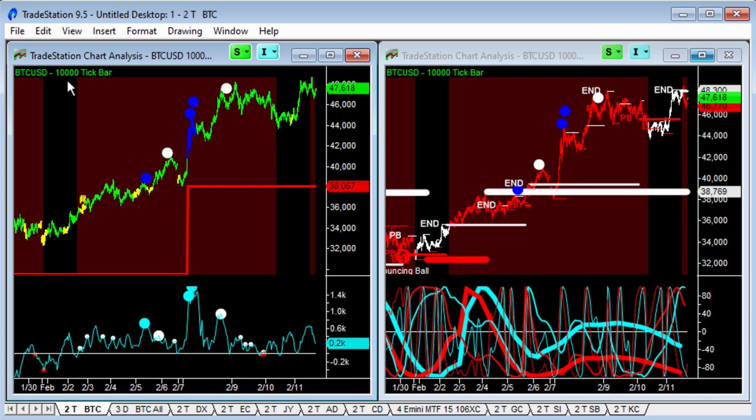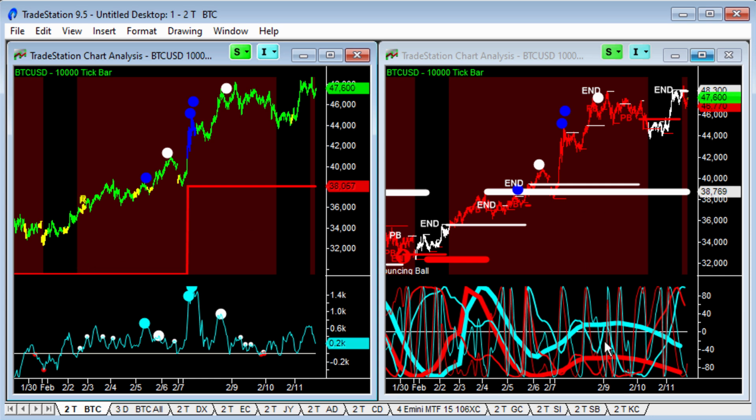So this is a 10,000 tip bar chart of Bitcoin. The one I find easiest to look at is this BTC USD on a tip bar chart. But as I've said before, there are three different ways of plotting Bitcoin. The indicators I've got are the better indicators.